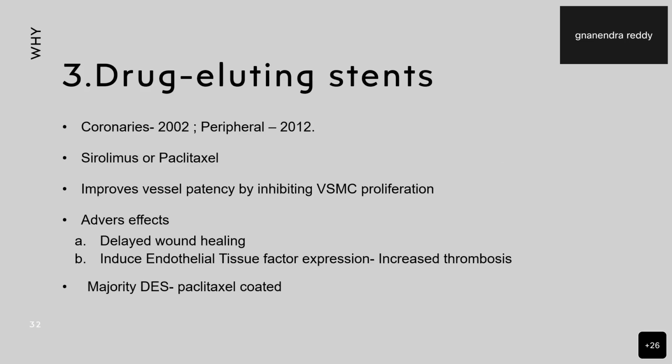Then we come to the drug-eluting stents. Drug-eluting stents came into use for the coronaries in 2002, but for the peripheral vasculature only in 2012. They are also either sirolimus or paclitaxel coated. They improve vessel patency by inhibiting smooth muscle cell proliferation. But because they don't act on one particular cell, they delay wound healing, and they also induce endothelial tissue factor expression, which causes increased thrombosis. The majority of drug-eluting stents now are paclitaxel coated.